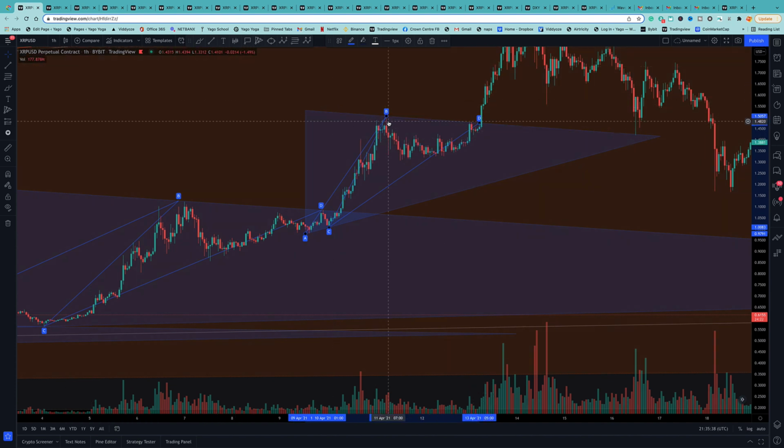And I would imagine we'd probably have to go down to the 15-minute to do it. I'm not going to do it because I'll end up spending 3 hours doing this. But essentially, we have the wave, a correction, a wave, a correction, and now we have the breakout.